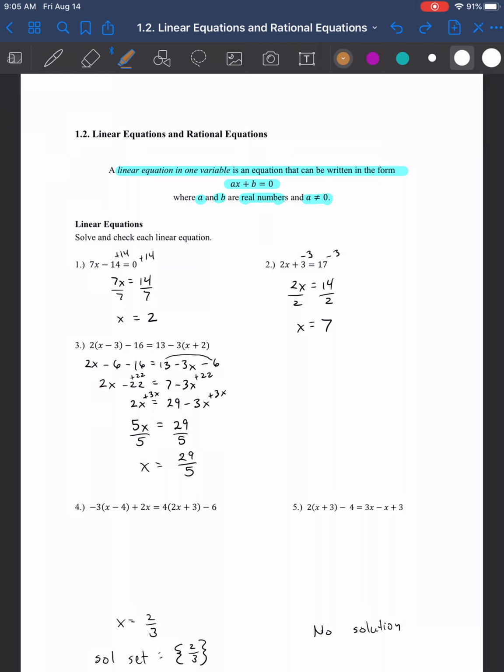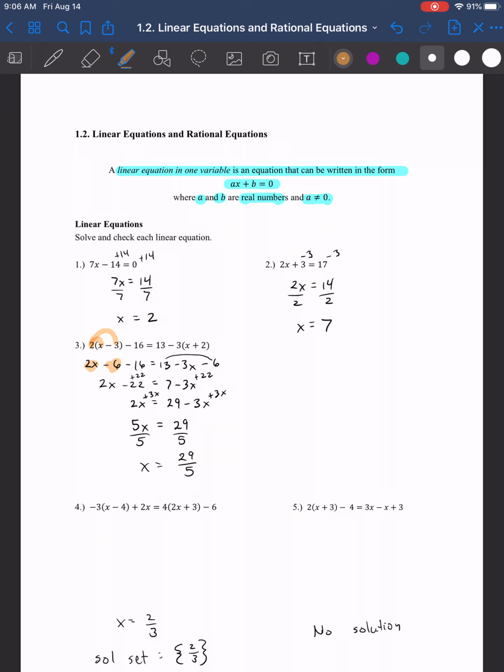Now we come to this one here. It's a little different because our variable x is, one, on both sides, and two, inside parentheses. So the first thing we need to do is get it outside of parentheses. So we're going to distribute. That means I'm going to multiply this 2 onto the x, and then multiply it into the negative 3. That gives me 2x - 6. 2 times x is 2x, 2 times negative 3 is negative 6. And then I just bring along the minus 16.